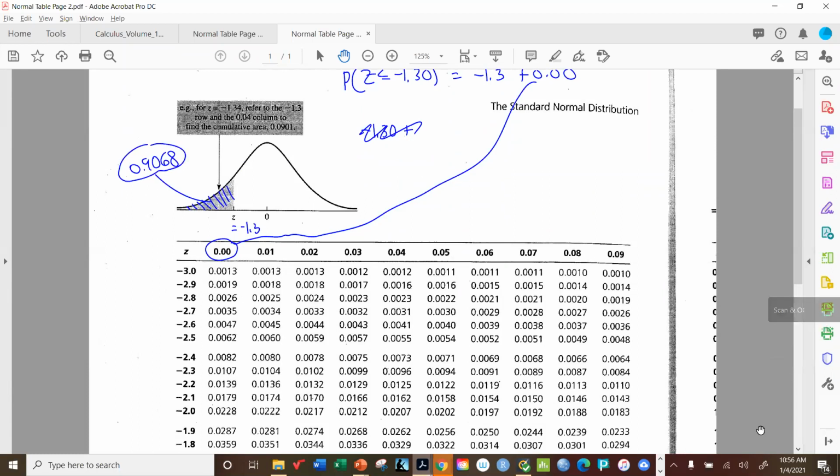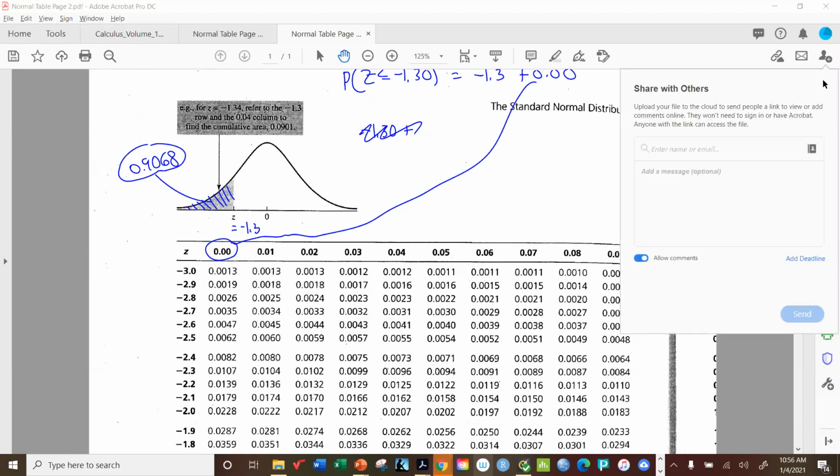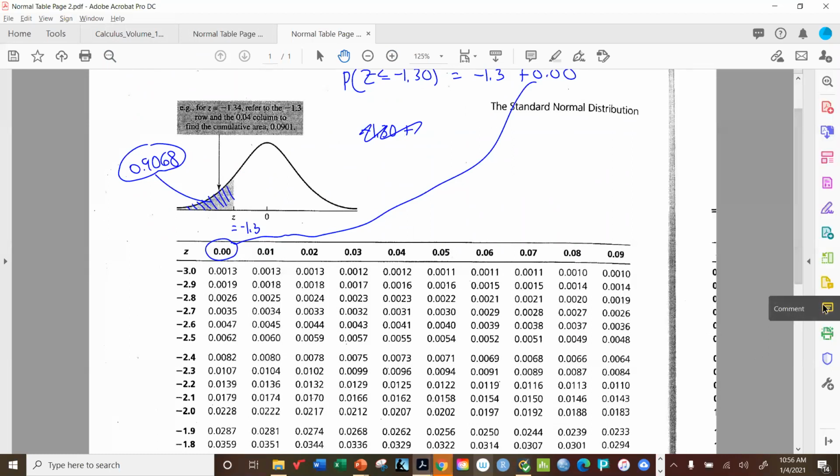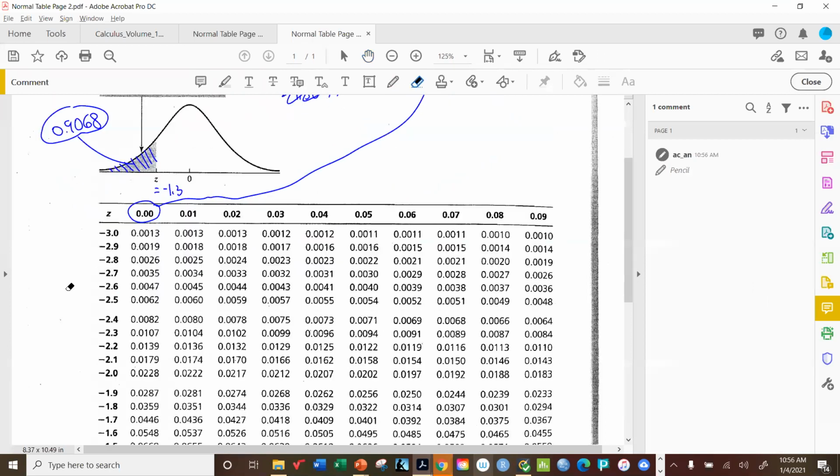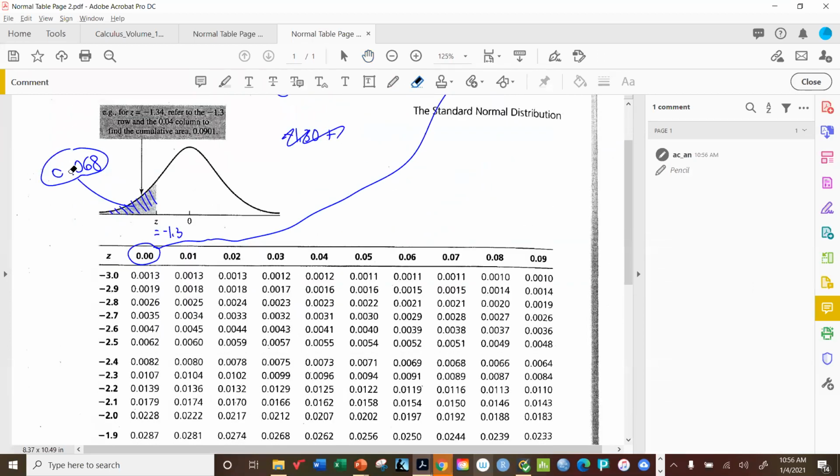Oh, sorry, I wrote it wrong. It's 0.0968. Hold on a second. Somewhere along here, there's a way of erasing things. It's not set up very clearly, in my opinion. It's 0.0968. You can see it's a tiny little area. It can't be that high. 0.0968. There we go.